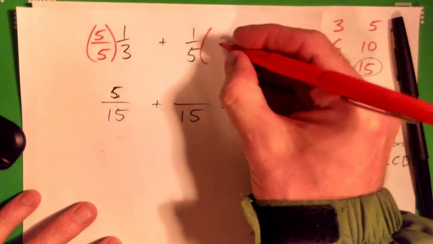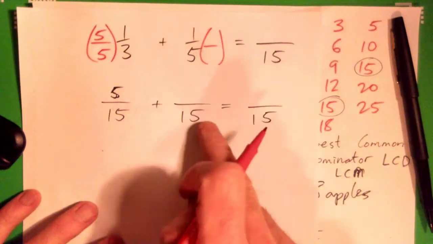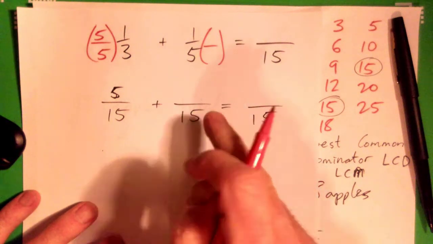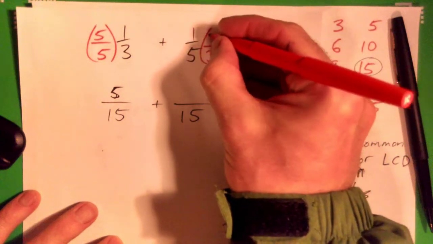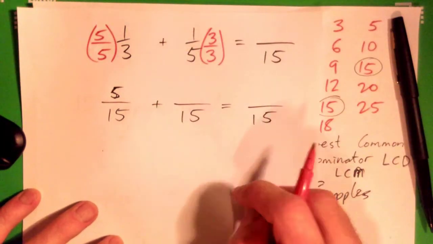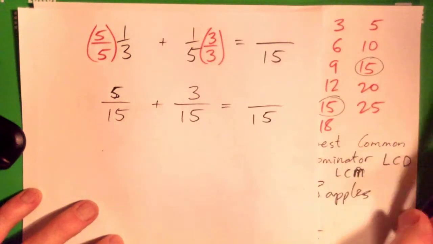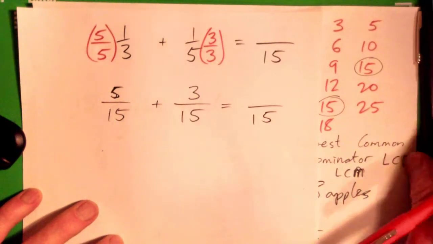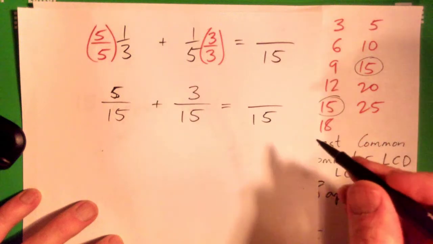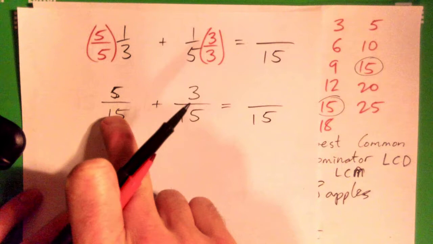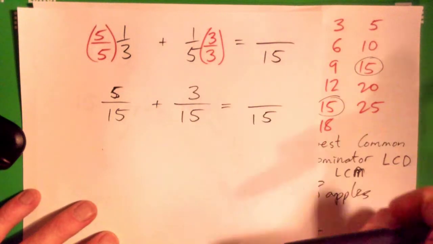So 1/5. What do you do to 1/5 to get 15ths? Yeah, times 5 by 3, but you must multiply the top by 3 as well. Because your 1/5 now becomes 1 times 3, 3/15ths, doesn't it? So you have 5/15ths plus 3/15ths. Now, when you've written this down, it says 5/15ths plus 3/15ths. Gives how many 15ths?